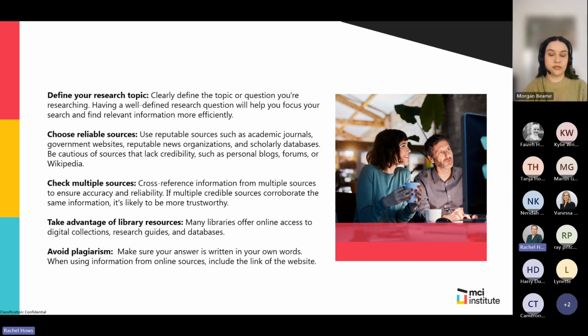And avoid plagiarism. Make sure your answer is written in your own words. When using information from online sources, include the link of the website. So we don't ask for a lot of information there. It's just simply the website that you're using.